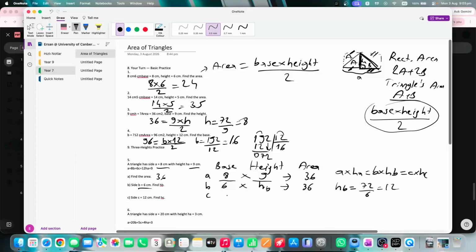So for C, if it's 12, what is HC? Again, the multiplication of this should give you 72. Then HC is 72 over 12, which is 6. That's it. So this one is 6, this one is 12. That's it, guys.